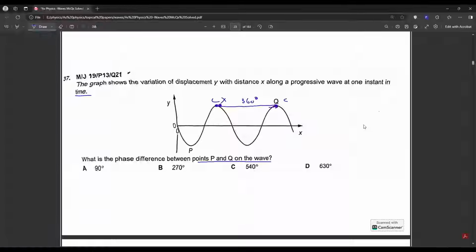This is also a crest. Perfect. And from a crest to a trough, that is point P, what will be the additional phase difference? 180 degrees. 360 plus 180 degrees, 540 degrees is your answer. C is your answer. Perfect.